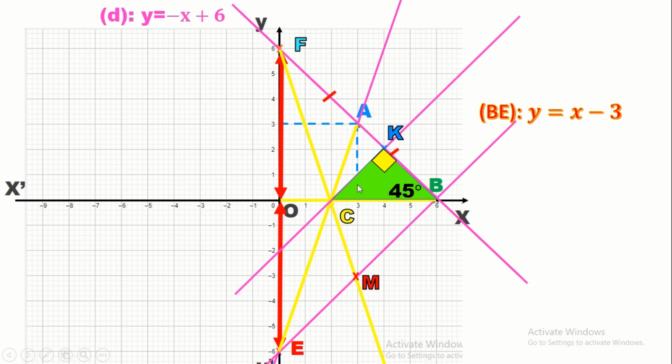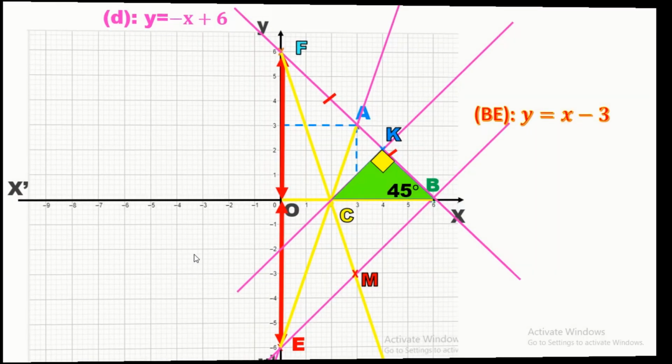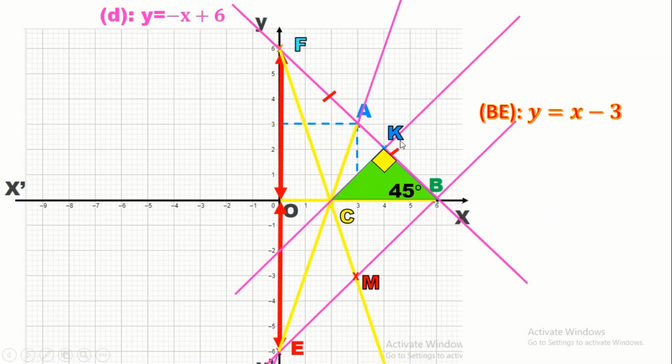Can't we say then that triangle CKB is right isosceles at K? This is very important. First of all, we have to find also something else, which is deduce that CK is equal to 2 radical 2.